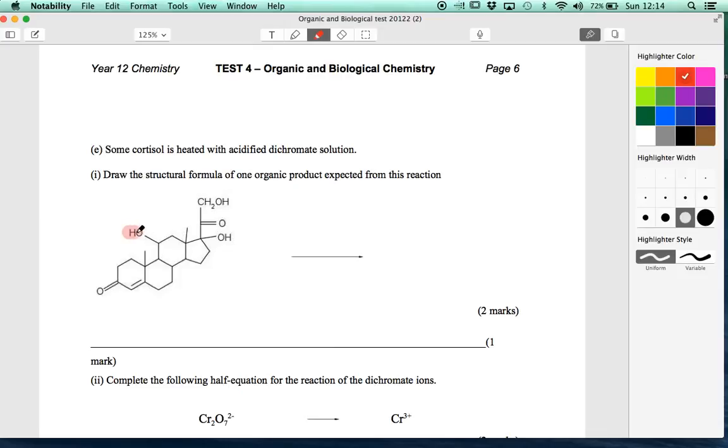Okay, so if we look at it, I've got a functional group here, here, here, here, here, and here, believe it or not. So really, when I look at this structure, I've got 1, 2, 3, 4, 5, 6 things I need to worry about. That's it, okay?